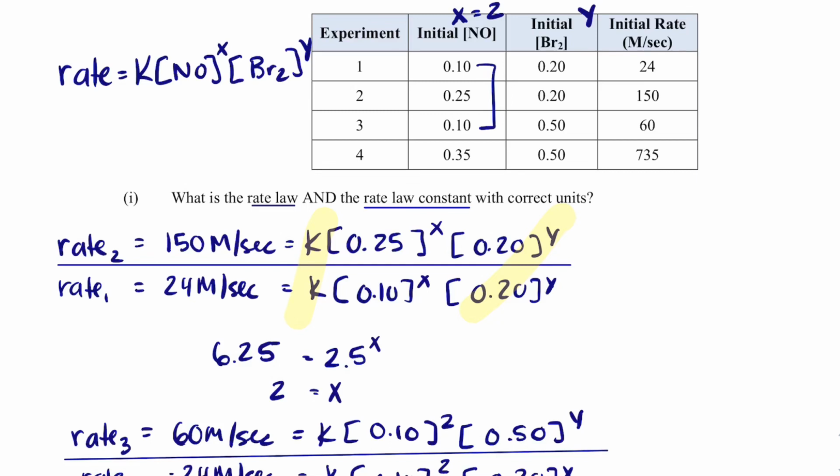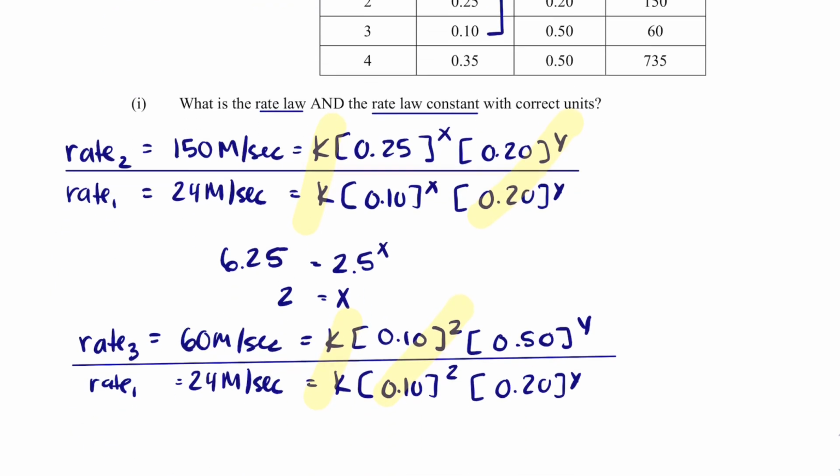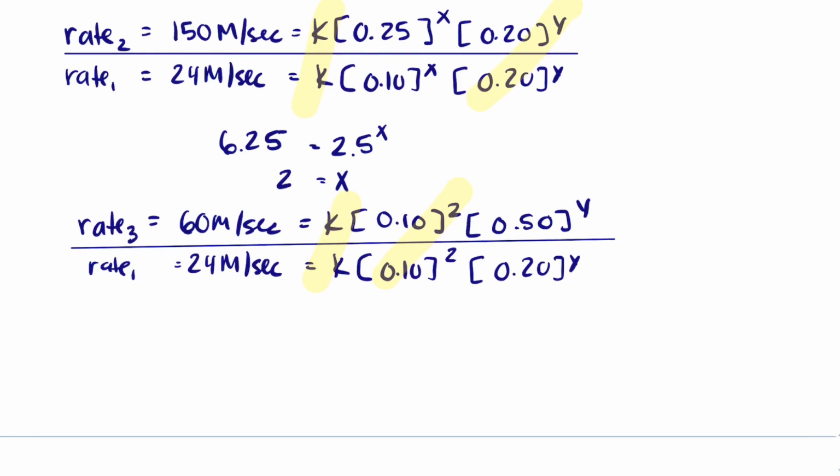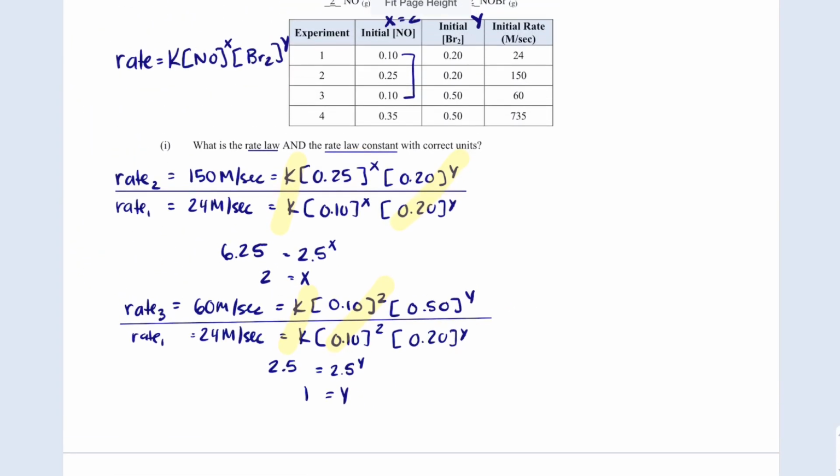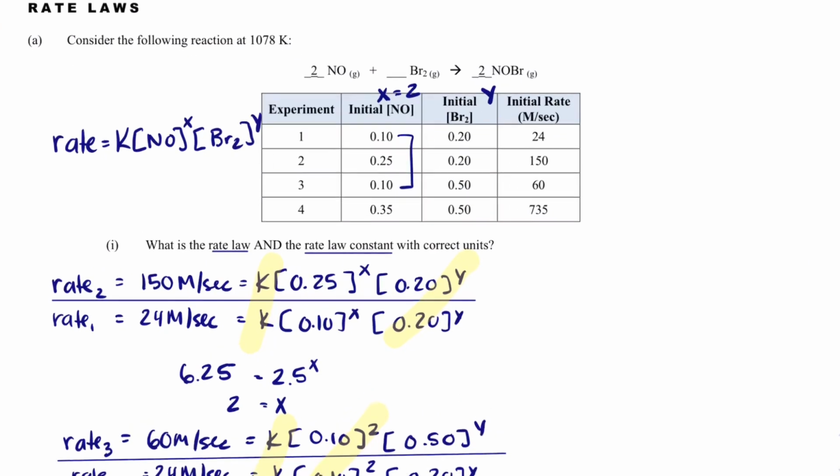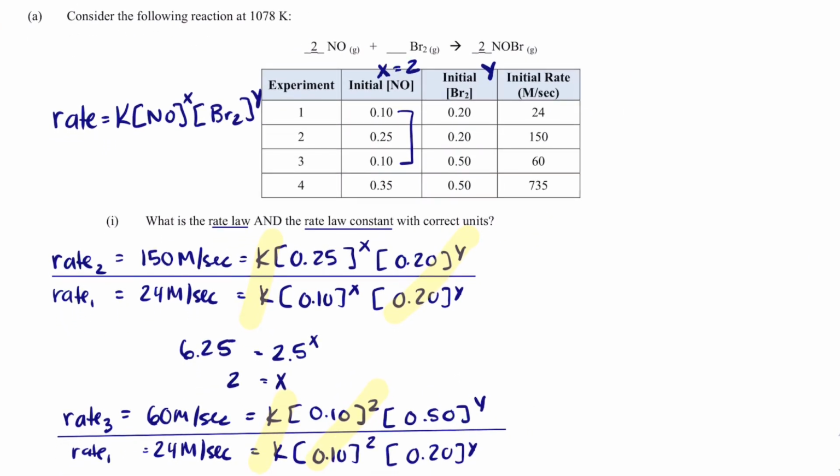When I look at this, my NO cancels and my K's cancel. So I'm left with 0.5 divided by 0.2, and that is 2.5 to the Y power. 60 divided by 24 is about 2.5, and so Y is equal to 1. So what I can do is go back to my generic rate law that I had at the beginning here, and erase X and erase Y. Plug in 2 and plug in 1.